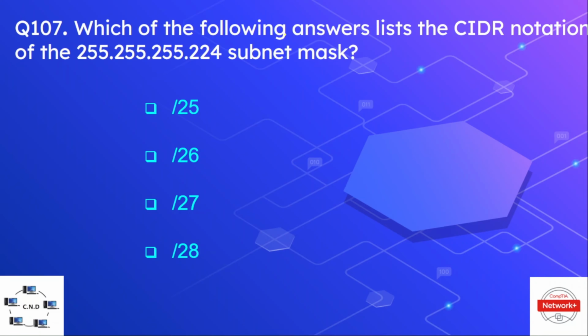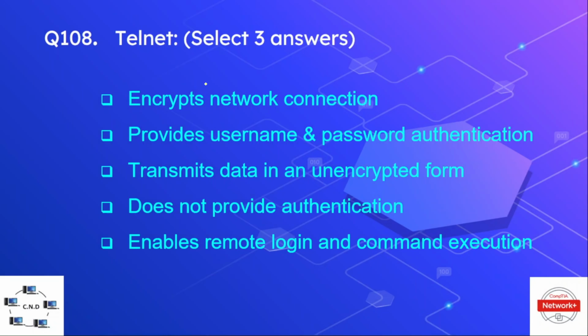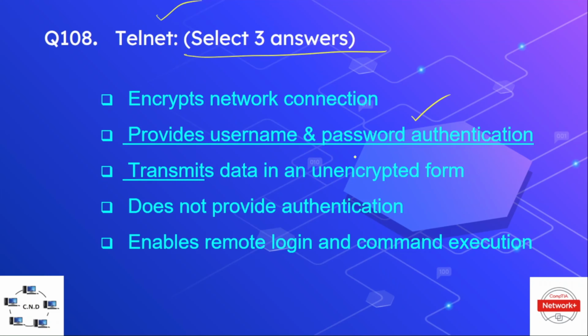Question number 107 is that which of the following answers lists the CIDR notation of the 255.255.255.224 subnet mask? And the correct option is /27. Question number 108 is about Telnet, and we have to select three answers. So what are the characteristics of Telnet? That it provides username and password authentication, that it transmits the data in unencrypted form, and that it enables remote login and command execution.